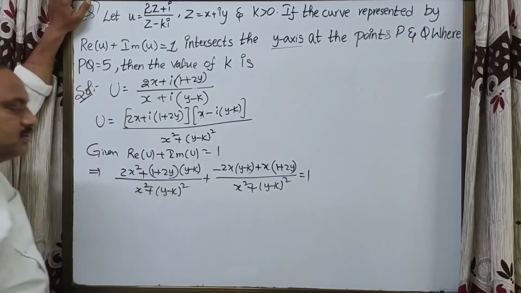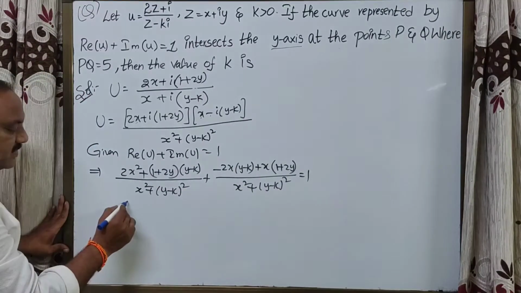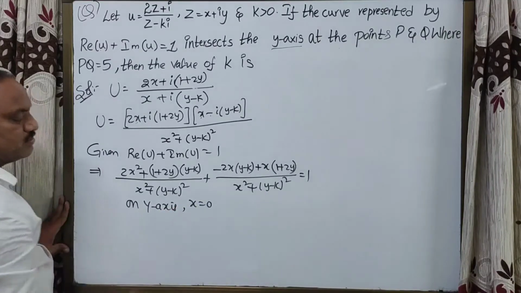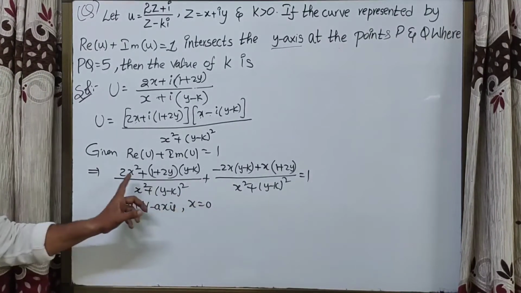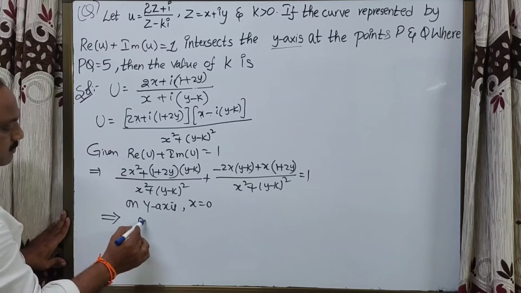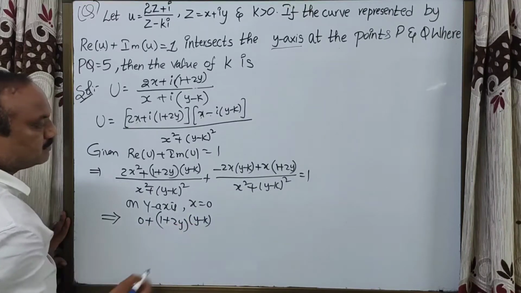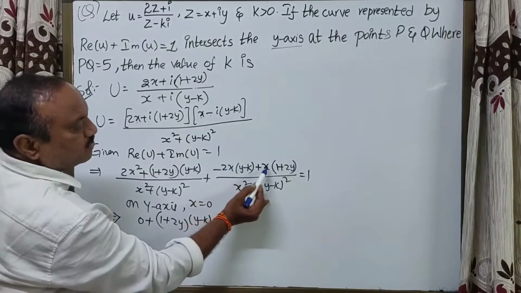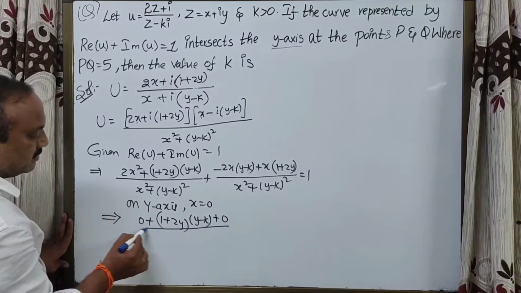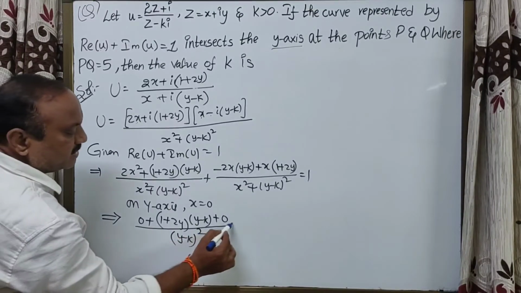equal to 1. Dear students, this curve intersects the y-axis. On the y-axis, x value is 0. Substitute x value 0, we get this is 0, (1 + 2y) into (y − k). X is 0, it becomes 0, here x is 0, this total value is 0, by, x is 0, it becomes (y − k) whole square equal to 1.